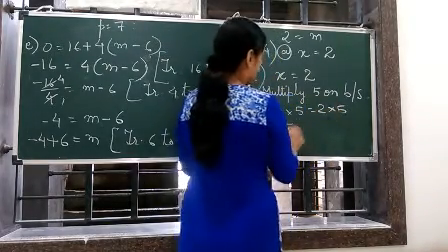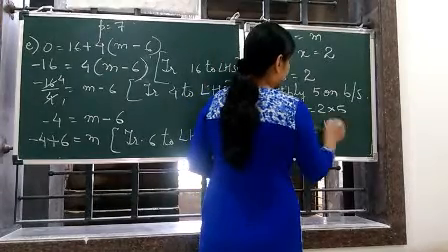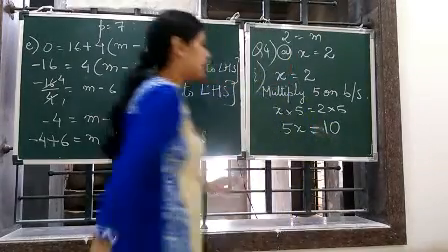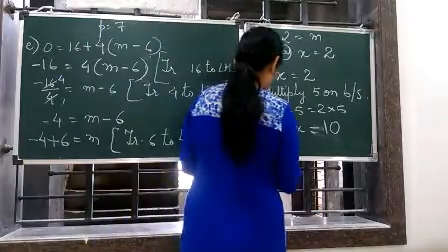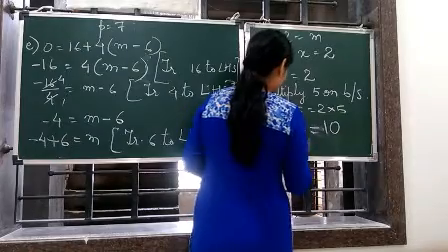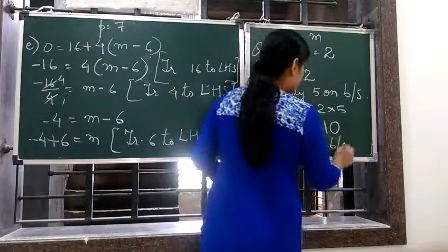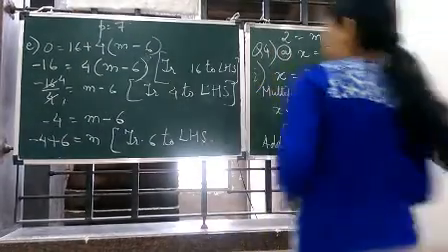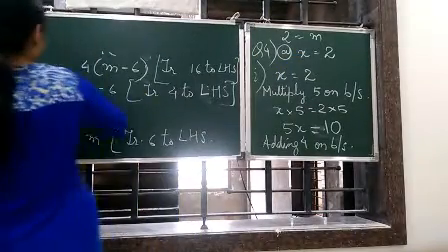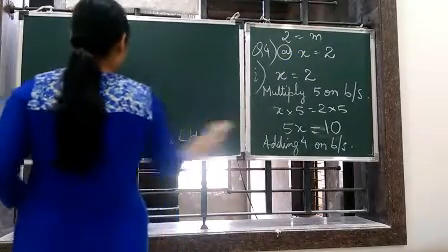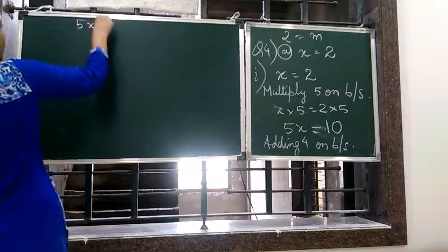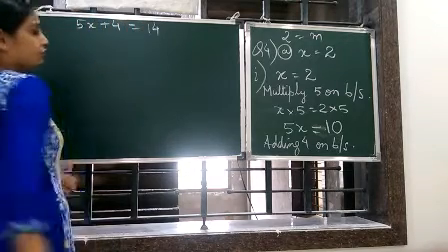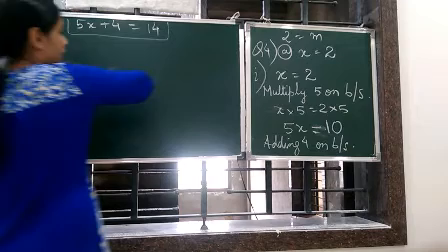Which will give us 5x is equal to 10. Okay, now let's add something. Let's add 4 on both sides. So adding 4 on both sides, 5x plus 4 and 10 plus 4 will become 14. So this is the first equation which we have constructed.